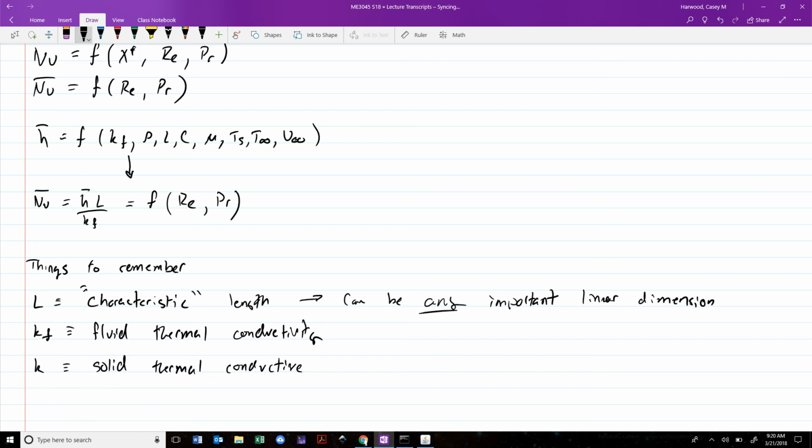And for that reason, the Nusselt number looks similar to this thing we talked about before called the Biot number, where the Biot number simply was hL over K. The Nusselt number is essentially the same thing, the relative rate of convection relative to conduction, but in the fluid as opposed to in a solid.